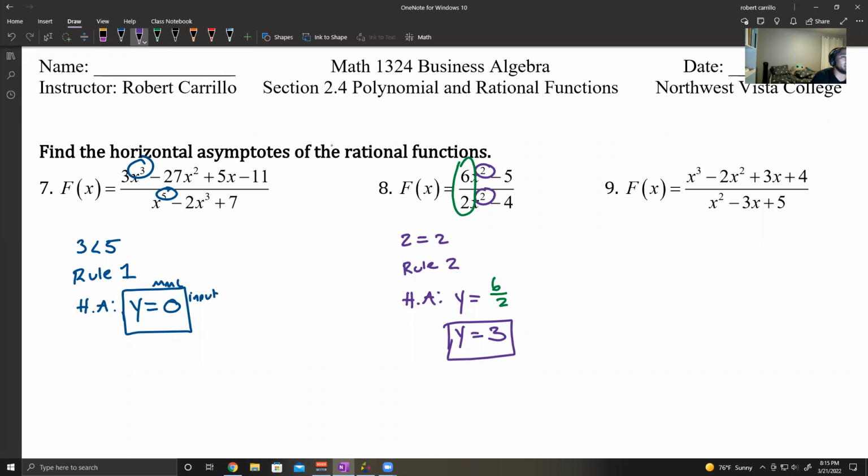Last one. Number 9. It says, what is the highest power of the numerator? 3. What's the power of the denominator? 2. 3 is bigger than 2. Which rule is that? 3. Do we have a horizontal asymptote anymore? No. What type of asymptote do we have?